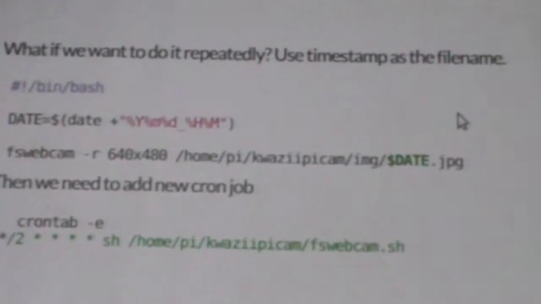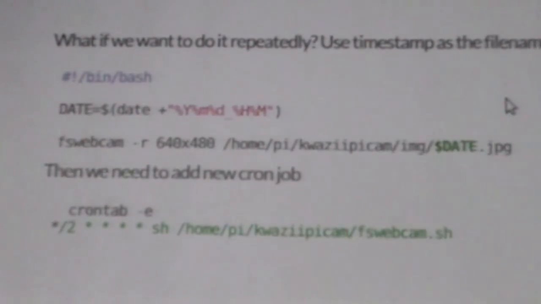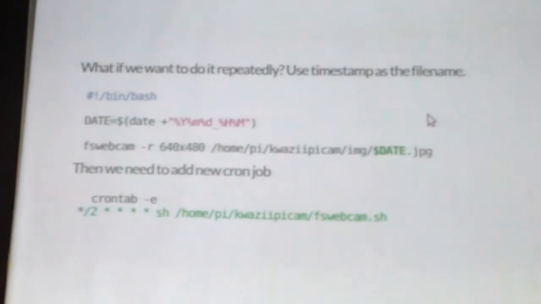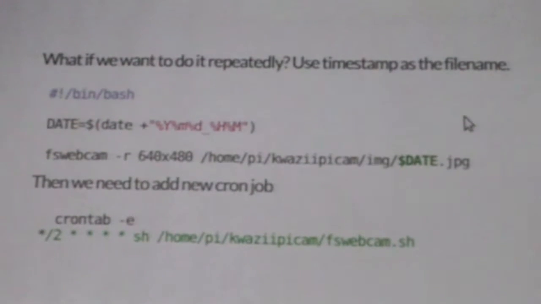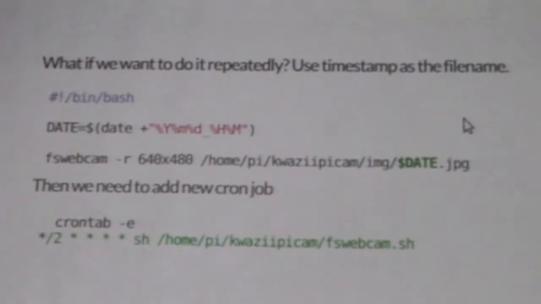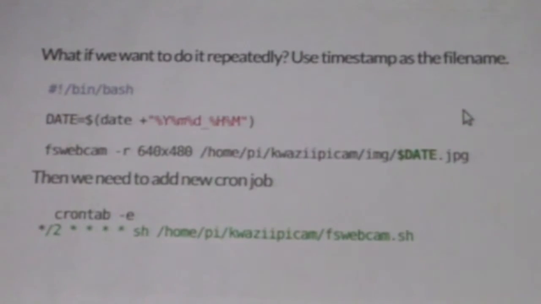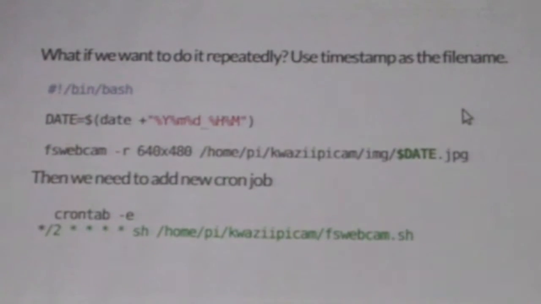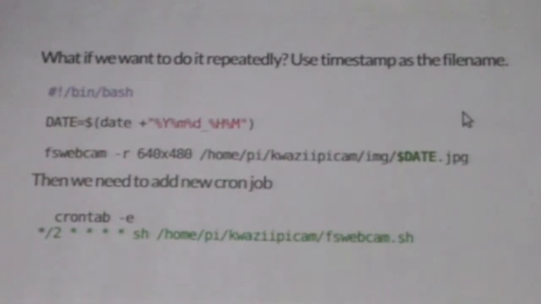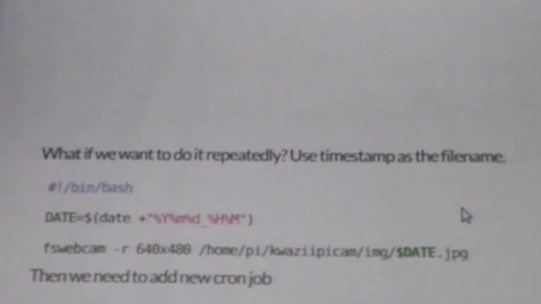But what if we want to do it repeatedly? One of the easiest ways to differentiate between one file and the other is just to use the timestamp. We can do it easily. This one I wrote the script using Bash. This is the standard format that you can use to sort the images based on the timestamp. So you put the year, followed by month, date, hours, and minutes for the file names.